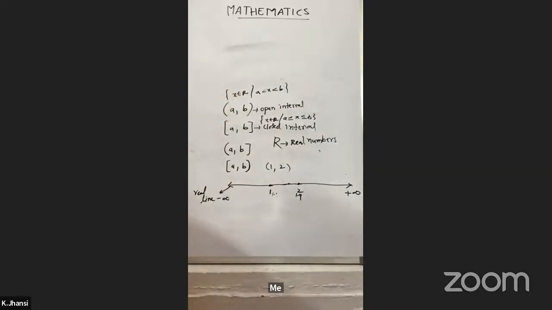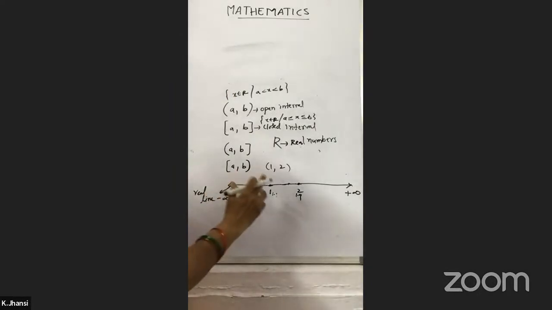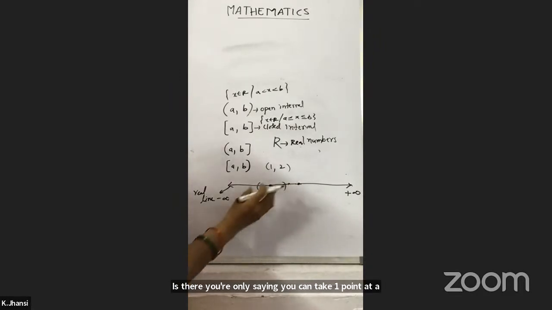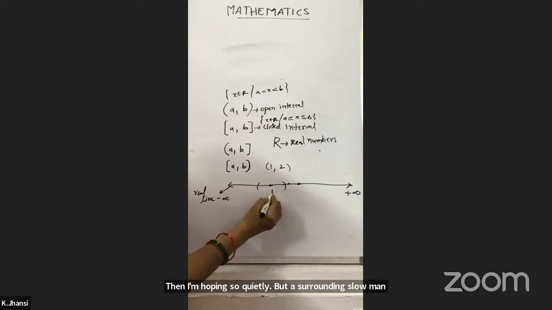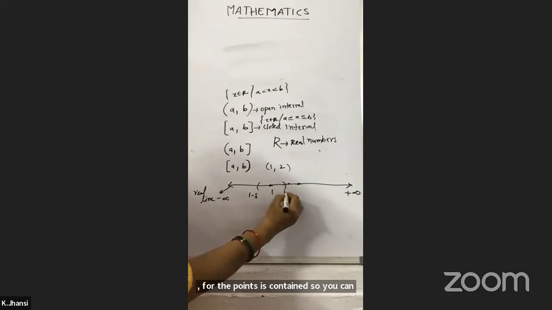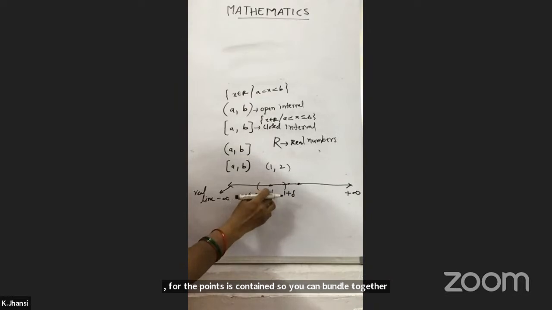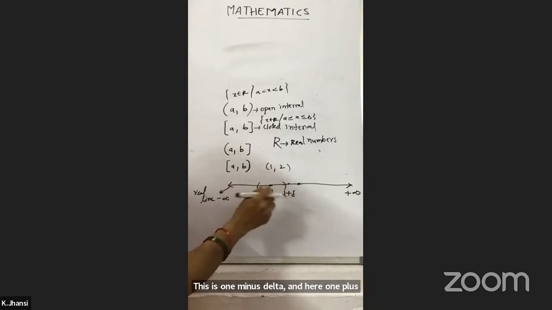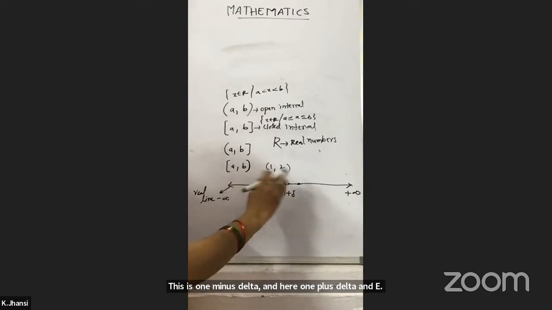Okay, so after this you have the concept of the neighborhood. Neighborhood means, here, you can take one point. If we take some points in the surroundings, then here is 1, this is 1 minus delta and here 1 plus delta. Whatever points are on the surroundings of this point are called the neighborhood of this point.